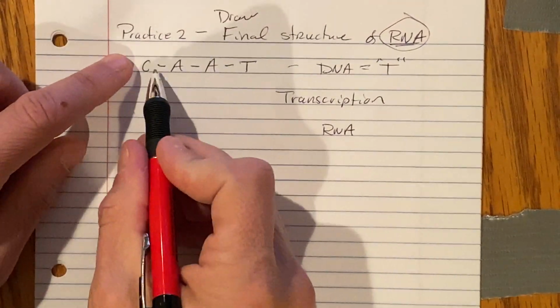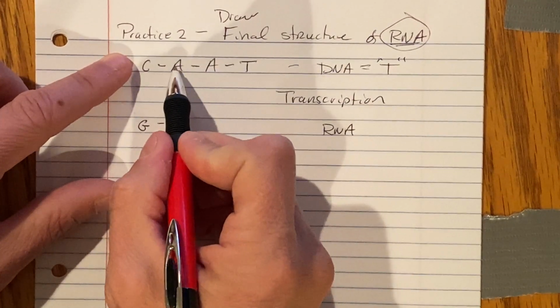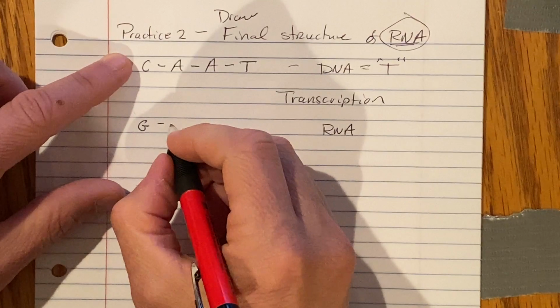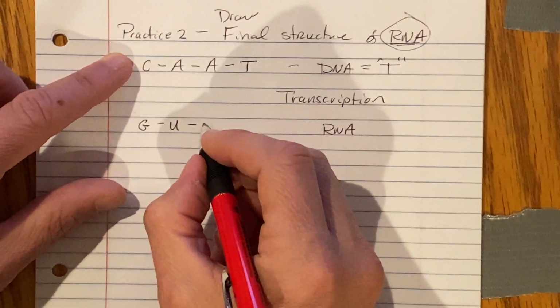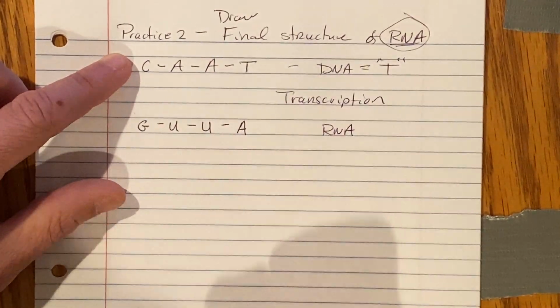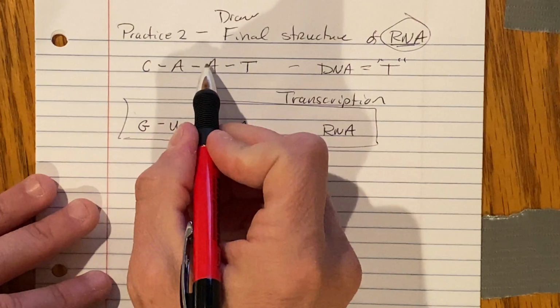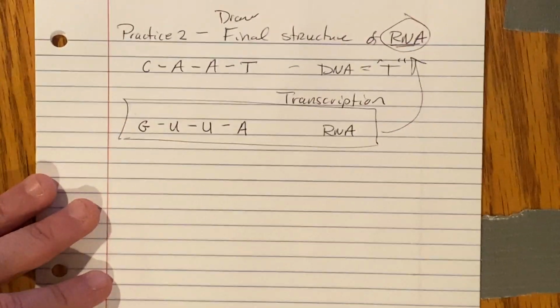So watch. What goes across from C? G. What goes across from A in RNA? U. What goes across from A? U. What goes across from T? A. Now look, this is RNA from that strand. Now I can draw it.